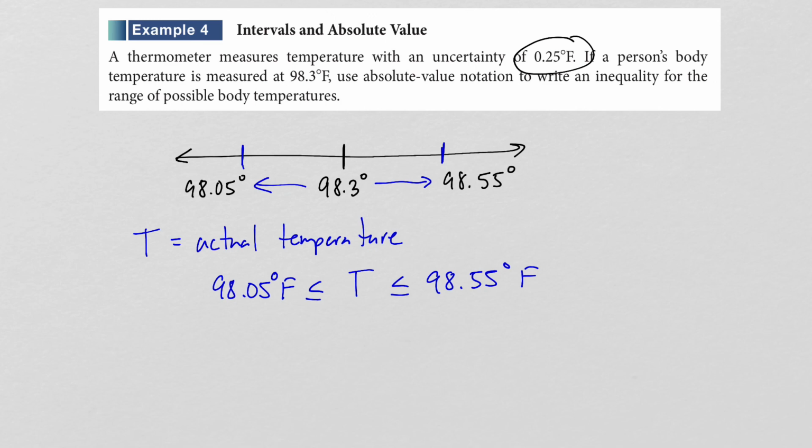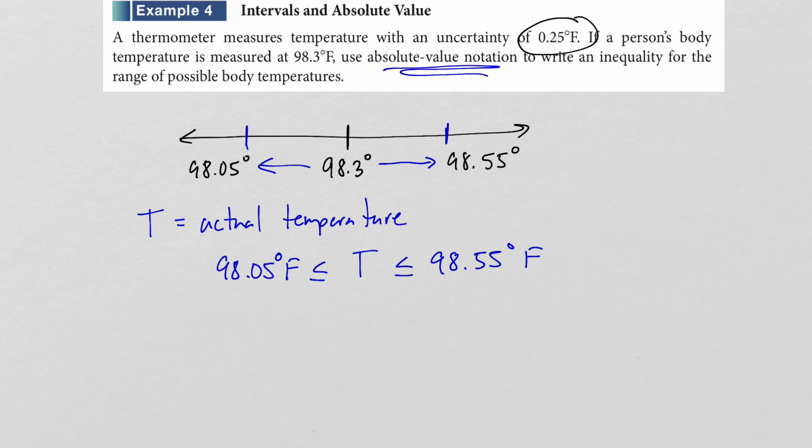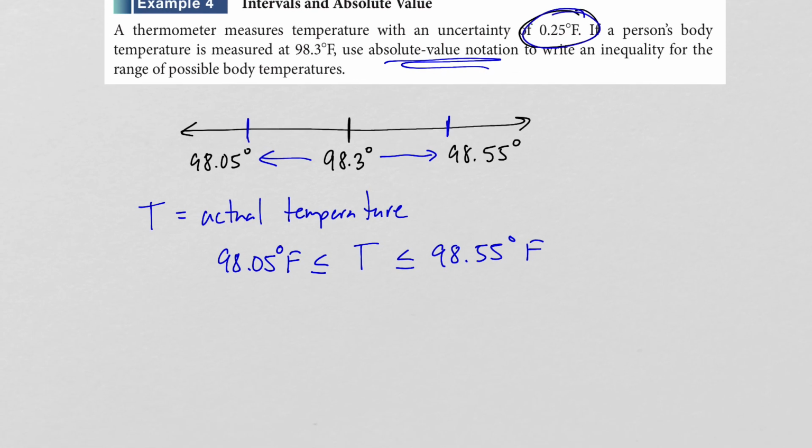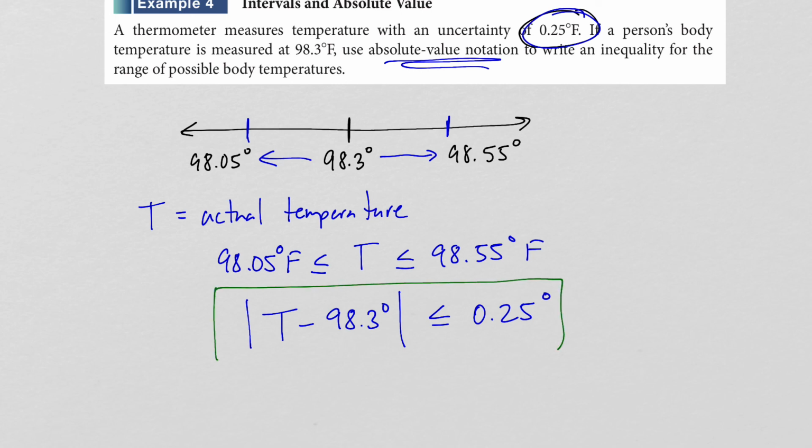But we want to write this using absolute value notation. So if the error of the measurement is less than or equal to 0.25 degrees Fahrenheit, then that means the distance between the actual temperature and the measured temperature, that distance must be less than or equal to 0.25 degrees. And so this is how you would write that same thing using absolute value notation.